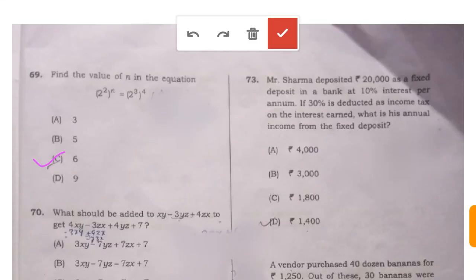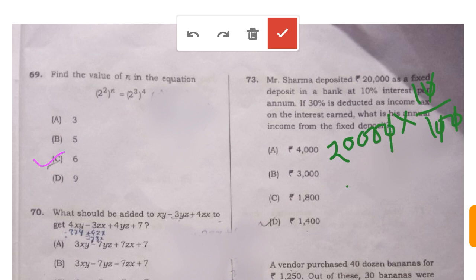73rd question is: Mr. Sharma deposited Rs 20,000 as a fixed deposit in a bank at 10% interest per annum. If 30% is deducted as income tax on the interest earned, what is the annual income from the fixed deposit? Here the fixed deposit is 20,000, so we have to find 10% interest, then this will be 20,000 into 10 by 100, which is equal to 2,000.